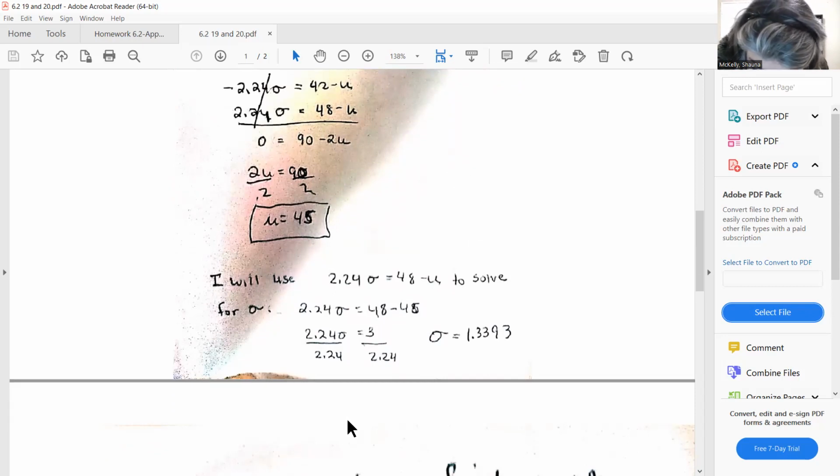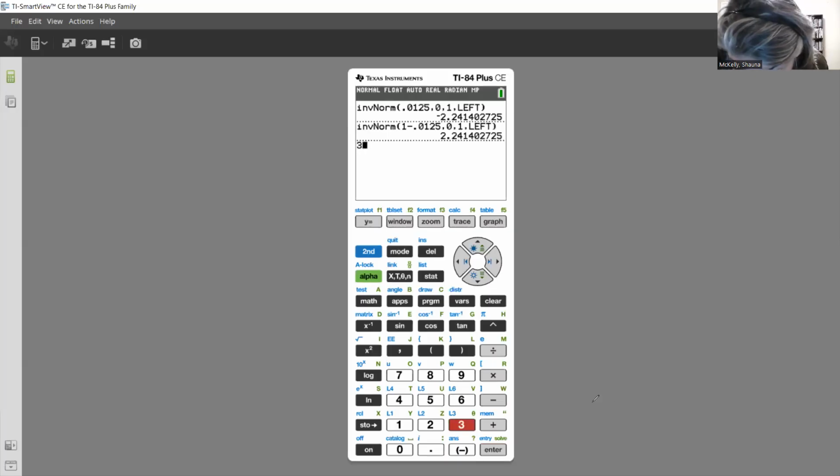And 3 divided by 2.24 is in fact, let me show you, 3 divided by 2.24 gives me 1.3393. And that is problem number 20. That's the hardest one in there. 19 is similar, but it's not quite as hard.